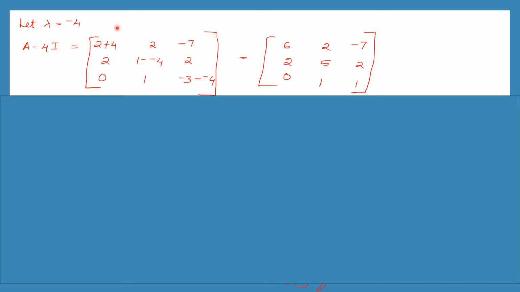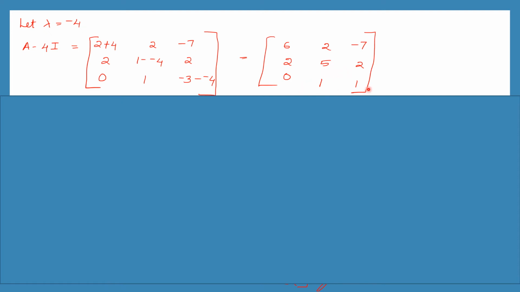Now we move on to identify the third eigenvector. For that, we have to take the third root, lambda equal to minus 4. We have to evaluate A minus 4I. So what we have to do is we have to subtract 4 from the diagonal elements. So after that it will become 6 2 minus 7 2 5 2 0 1 1.